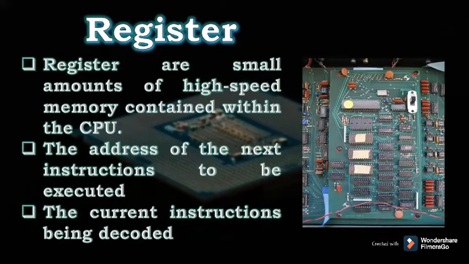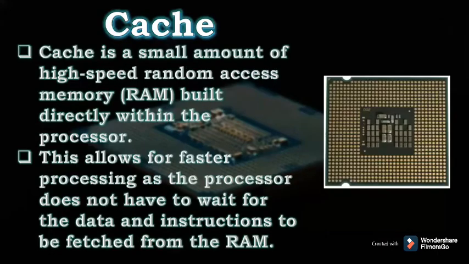Register. Registers are small amounts of high-speed memory contained within the CPU. They hold the address of an instruction to be executed and the current instruction being decoded. Cache. Cache is a small amount of high-speed random access memory or RAM built directly within the processor. This allows for faster processing as the processor does not have to wait for the data and instructions to be fetched from the RAM.